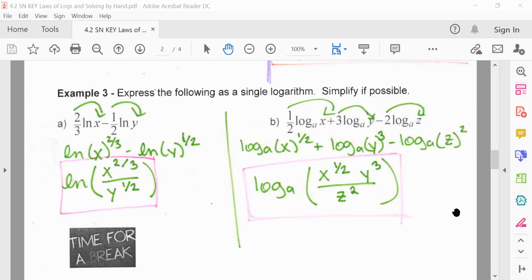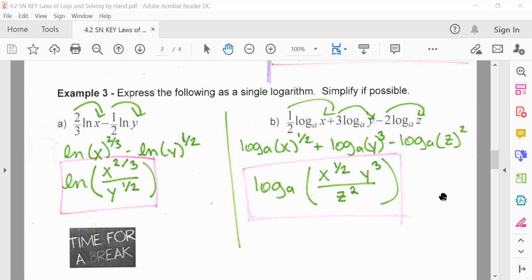All right, on part B, we're going to do the same thing. We want to take all three of those terms and condense them into the log of one big thing. So take this half, it becomes an exponent. So now it's log base A of x to the 1/2. Take this 3 coefficient, it pops up as the exponent. So it's log base A of y to the 3rd. Then minus this 2 pops up and becomes the coefficient, log base A of z squared.